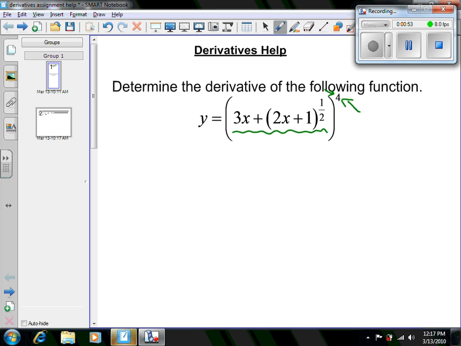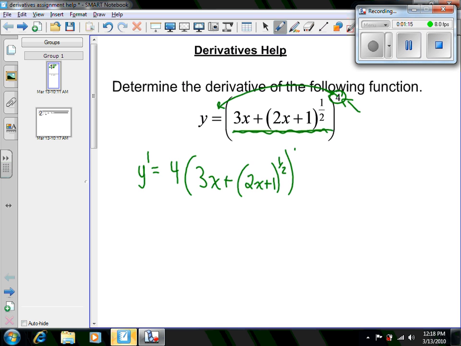So we have to, according to the chain rule, do the derivative of y, I'll call that y prime. We take our power down, and you would have 4. Then you now have what's inside the bracket. It remains unchanged. 3x plus (2x plus 1) to the 1/2, and you reduce the power by 1 from 4 to 3. The chain rule kicks in at this point, however, and says that you need to multiply by the derivative of what's in the bracket. The derivative of 3x is just 3.